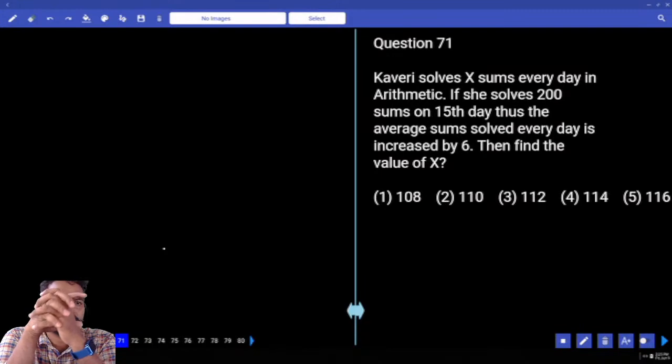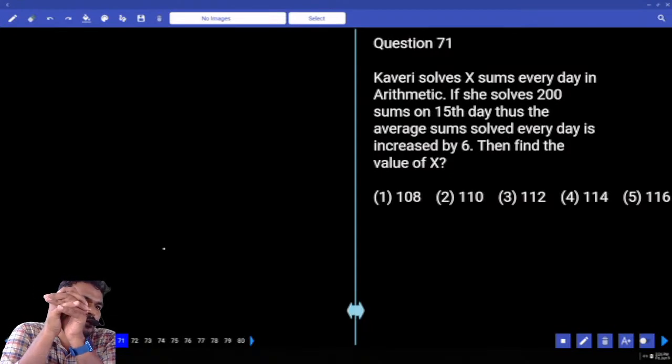But after adding 200, the average is increased by 6. That average is increased after 15 days. Every day how much value is increased? 6. 15 days, 90. Out of 200, increased value is how much? 90. Without increased value, 110. That 110 is the everyday sums solved or not? Means X or not? What is the X value?